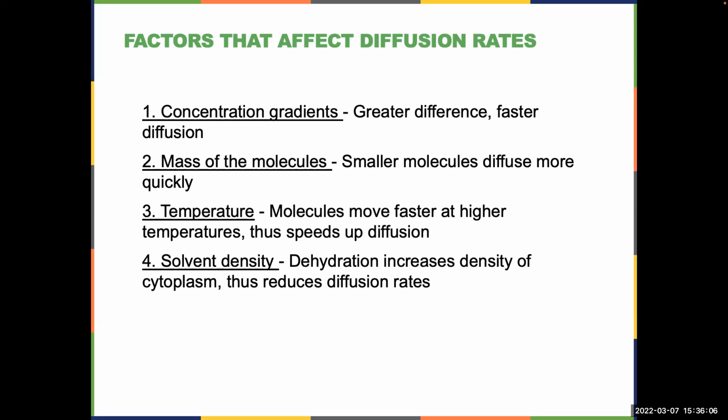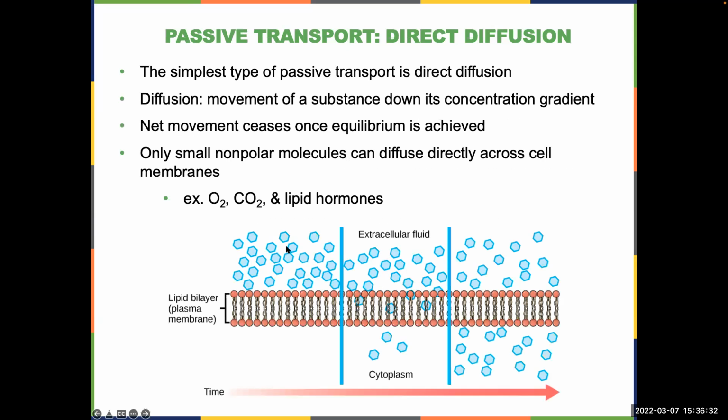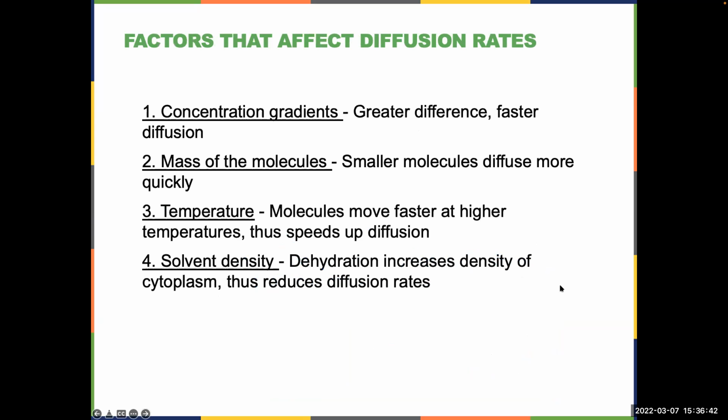So what if you wanted to change the rate at which something diffuses? Well, you could just add more, assuming that you're trying to get it from the outside of the cell to the inside. You can make a bigger concentration gradient. The greater the difference, the faster the diffusion, right? So here you're going to get a high diffusion rate. They're going to start moving across very quickly. But as you get closer to equilibrium, it's going to slow down.